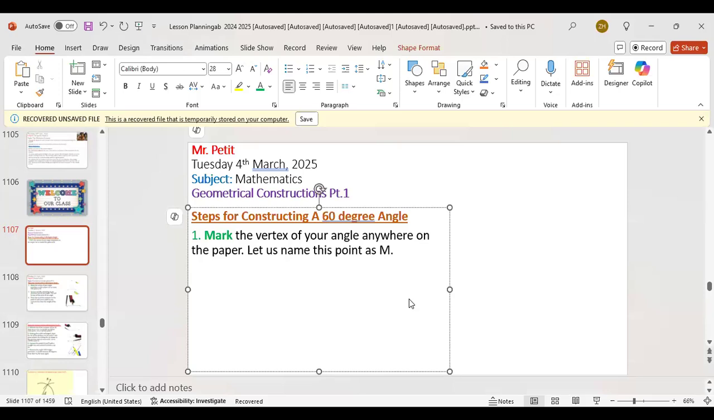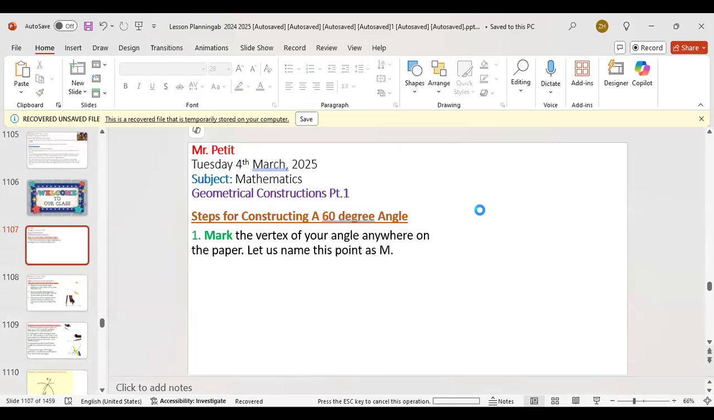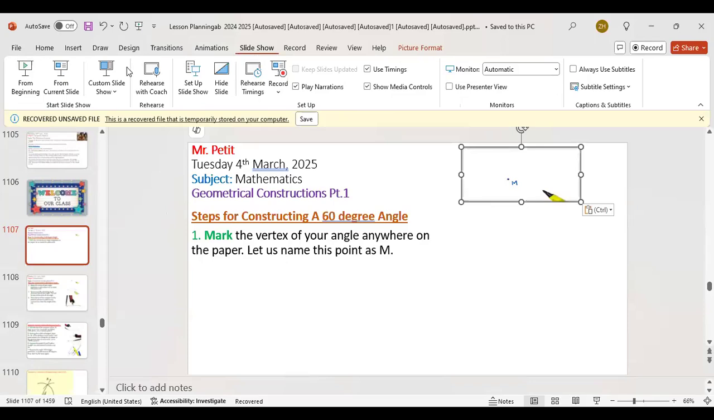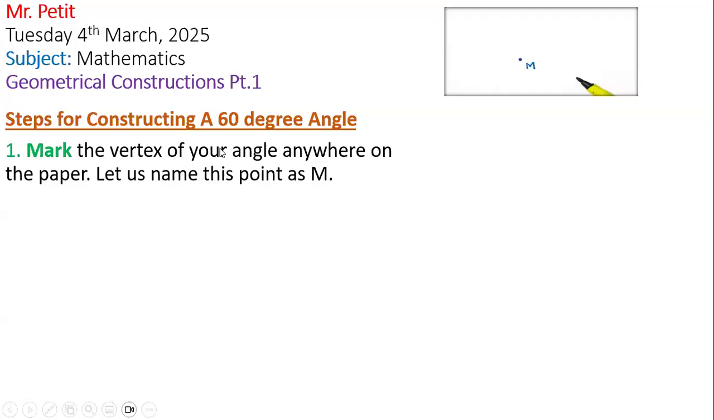Let me show you an image. On the right hand side, you can have the image right there. The first thing, we're going to mark the vertex of our angle anywhere on the paper, and we're going to call this point M. So what do we call this point, right there where we have it marked? M. Okay, so do that on your paper. Are we writing down this information? Let me know if you're writing this down, please.